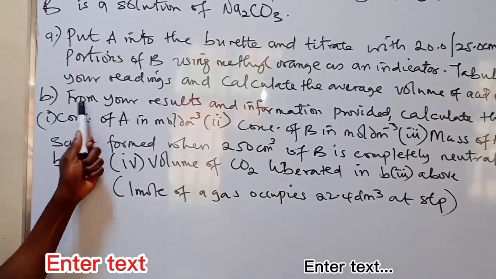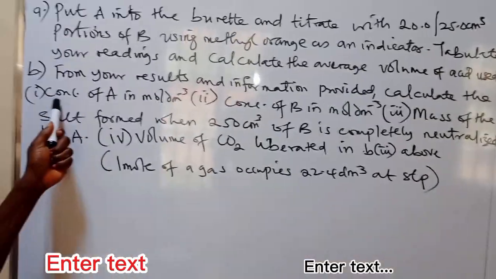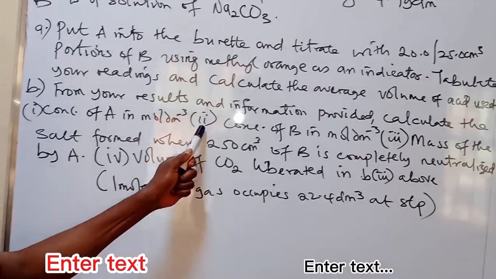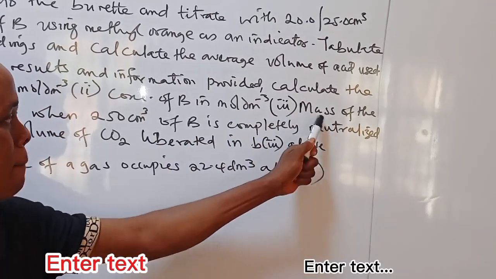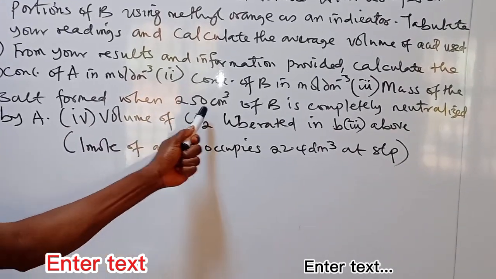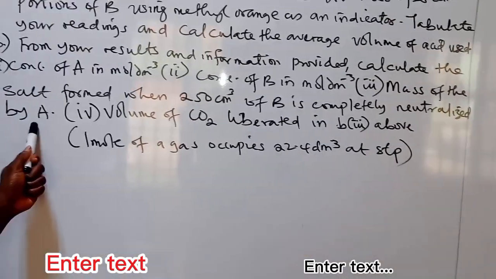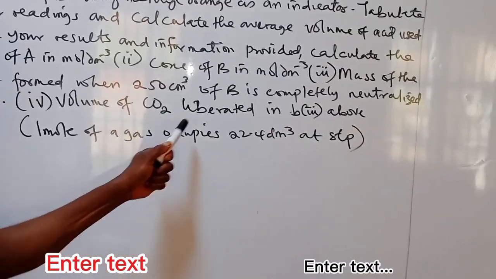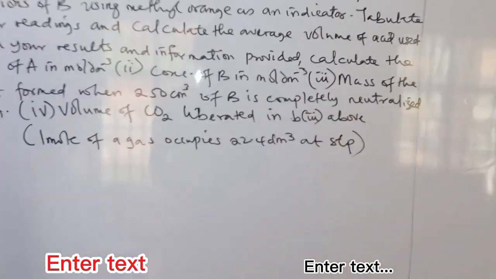Now B says, from your result and information provided, calculate: 1. The concentration of A in mole per dm cube. 2. Concentration of B in mole per dm cube. 3. Mass of the salt formed when 250 centimeters cube of B is completely neutralized by A. And 4. Volume of CO2 liberated in B(ii) above.